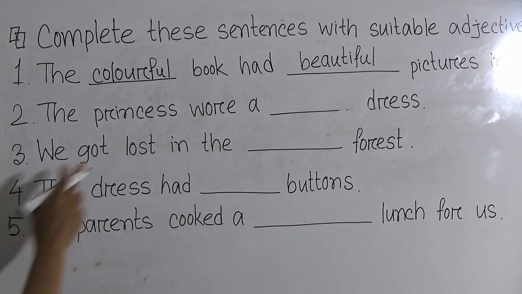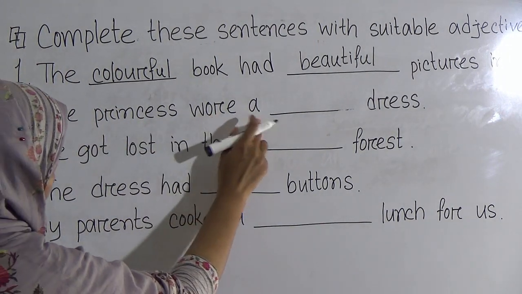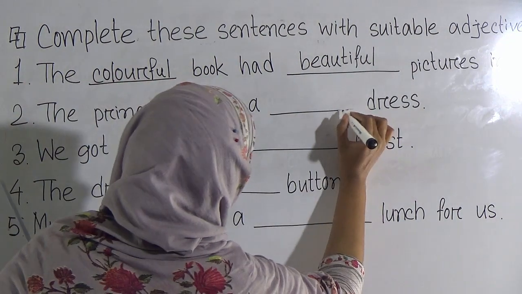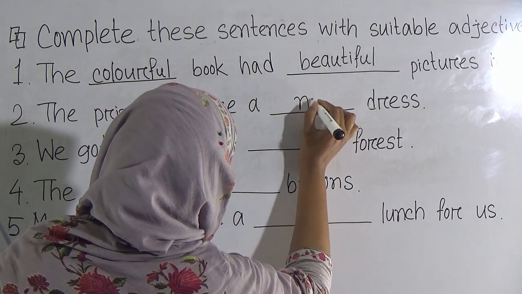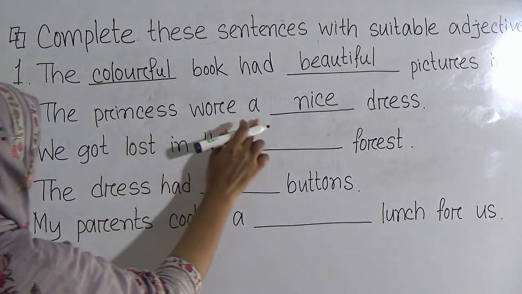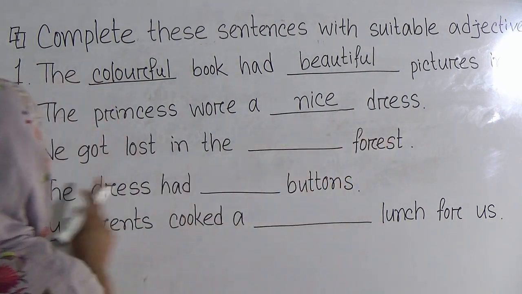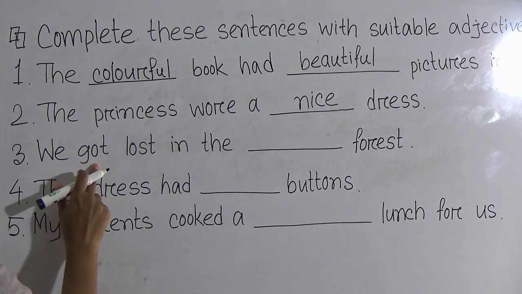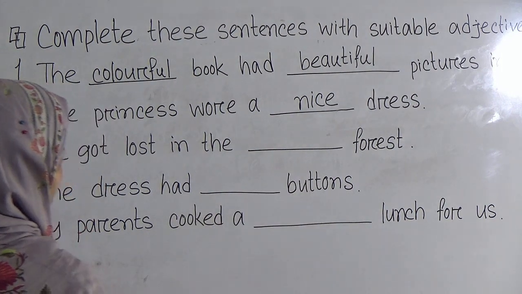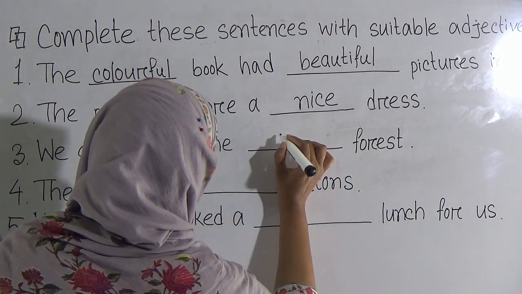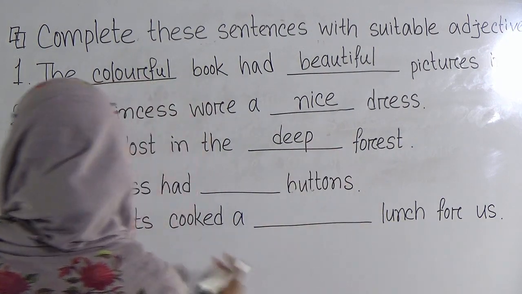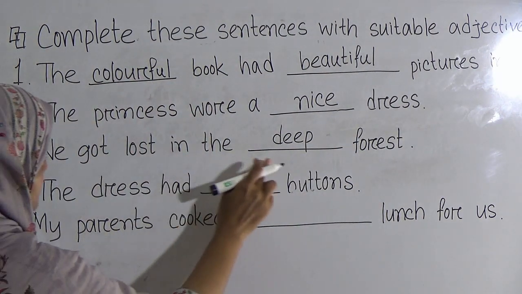Number 2, the princess wore a dash dress. It's about a dress, so you can write nice. The princess wore a nice dress. Number 3, we got lost in the dash forest. We can say deep forest. Deep or dark, anyone. We got lost in the deep forest.